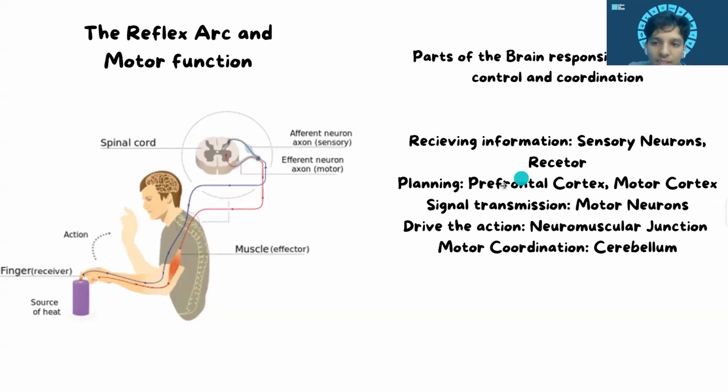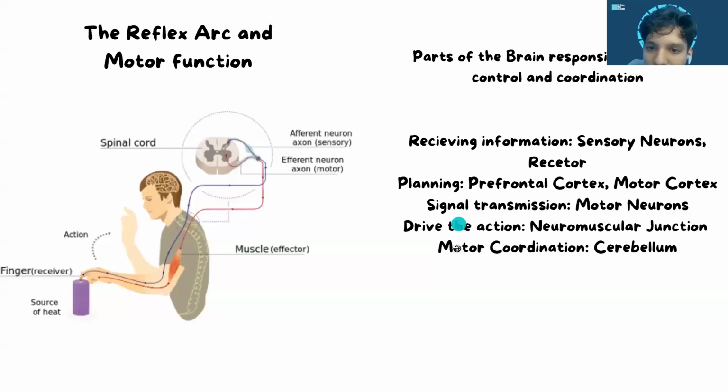So receiving information, yes, receptor, and planning. Sometimes it goes up to the brain, sometimes it does not. Planning, so the brain is like how in your laptops you have a chip, the processor. The brain is kind of like the processor. It will receive signals, process them, and send them back.